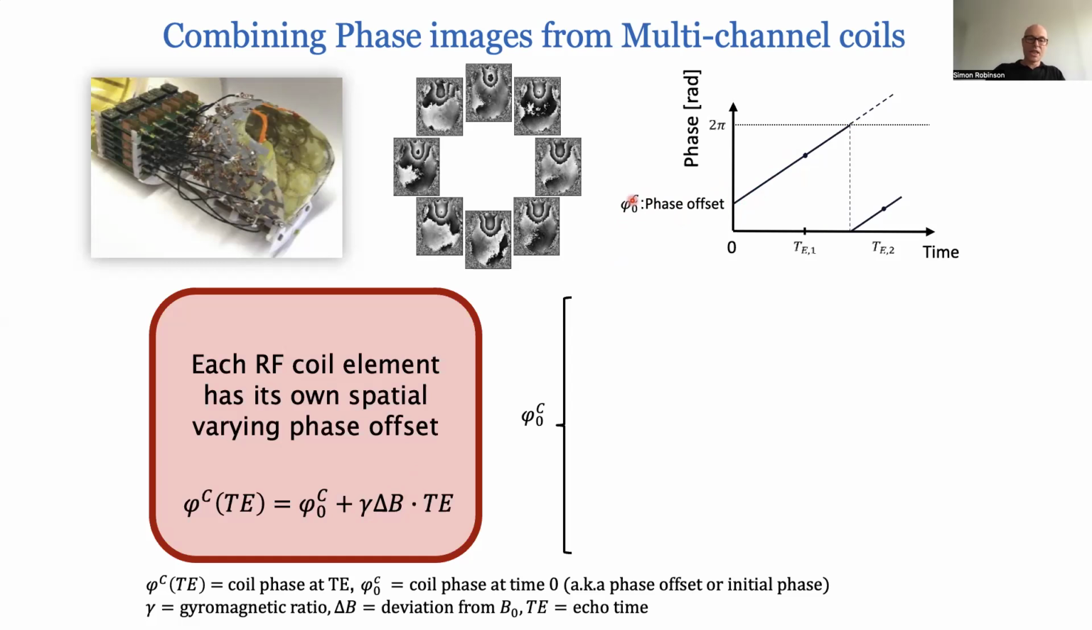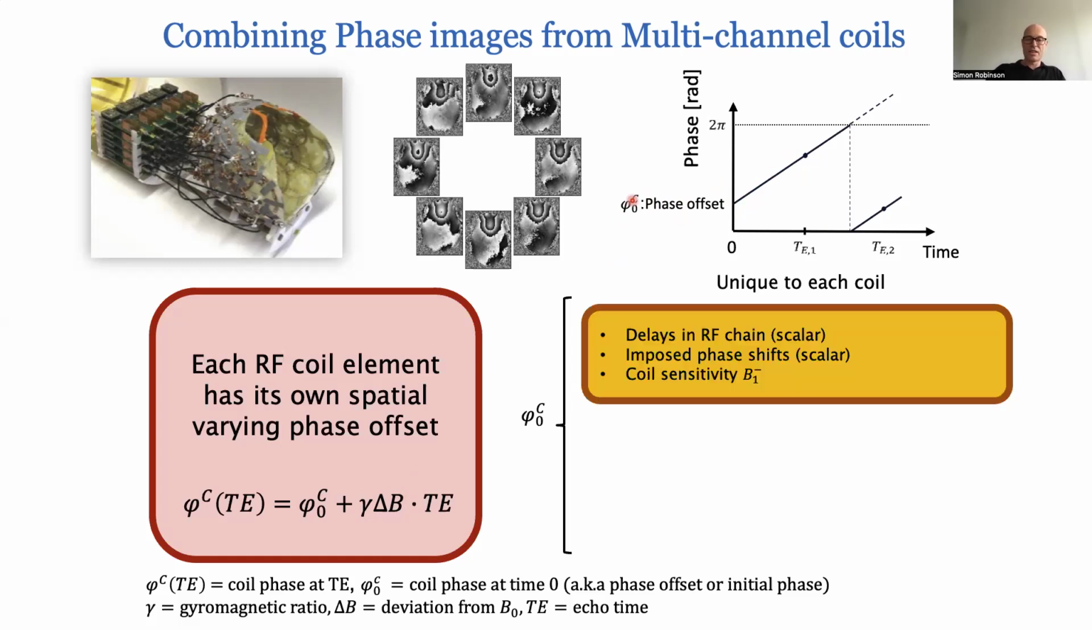Well, it has many contributions actually, and some of them are unique to each coil, like delays in the RF chain, cable lengths and things like that, and any imposed phase shifts we might have, say from B1 shimming. But most importantly, we've got the coil sensitivity, which is not a scalar, it varies in 3D. And that's what gives rise to the majority of these phase variations we can see there.